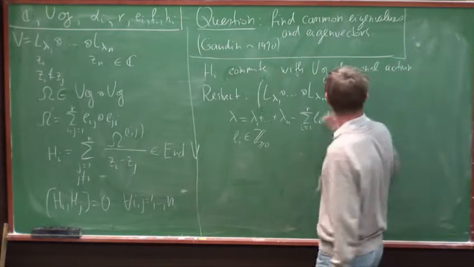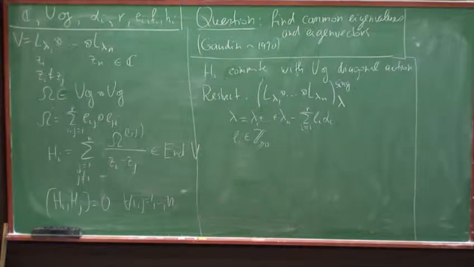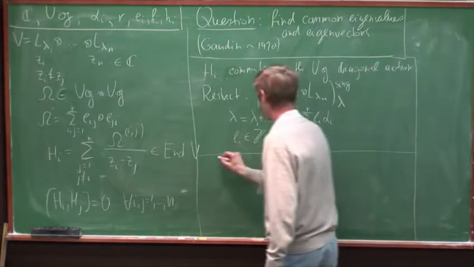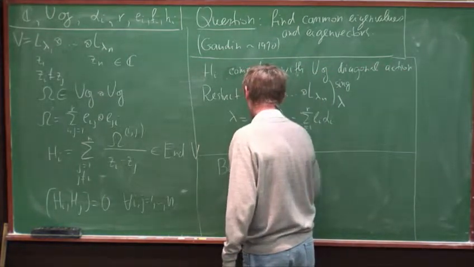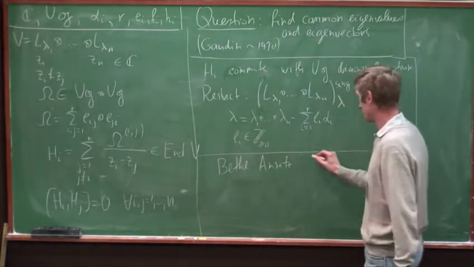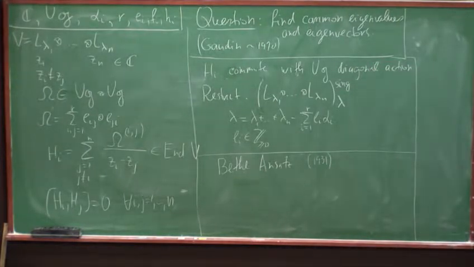Now to Bethe ansatz. Bethe ansatz is a powerful method, a very interesting method, which is a physical method for how to solve this problem. The history of Bethe ansatz is very, very long. The start of that is 1931, actually way before the Gaudin model was introduced. It was motivated by physics. Bethe was a physicist, and he was solving a slightly different model.